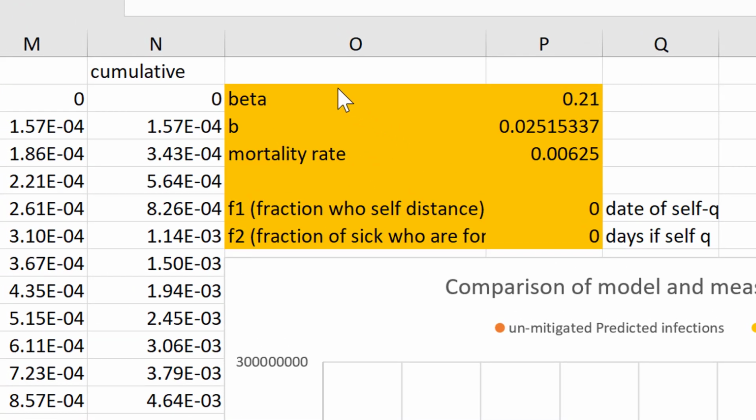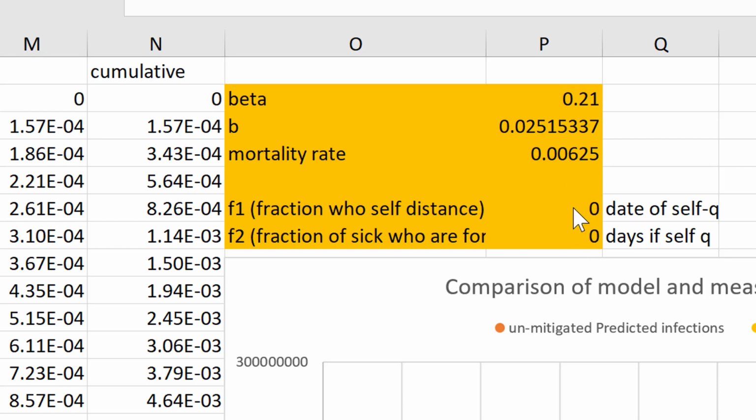Now, I also include a box up here that has other input parameters. You may recall from my other videos that I introduced the transmissivity by fitting to data from South Korea. This recovery term I also fitted to data from South Korea, and the mortality rate, which is just 0.6%. Now, that's still 6 times the seasonal flu, so it's nothing to scoff at.